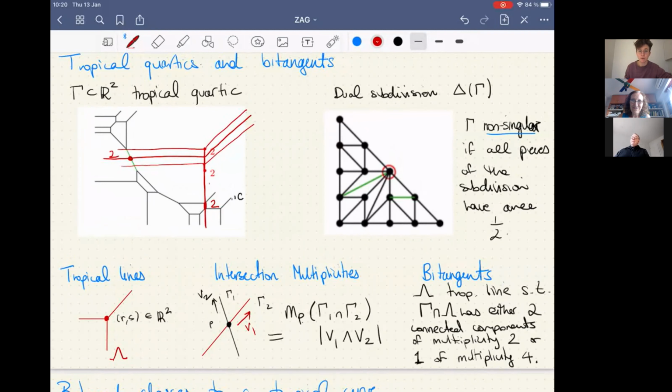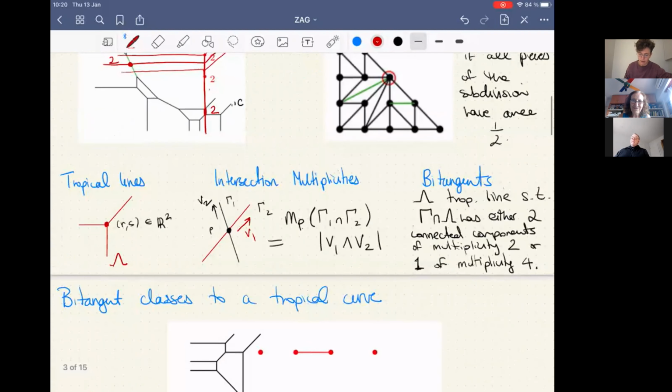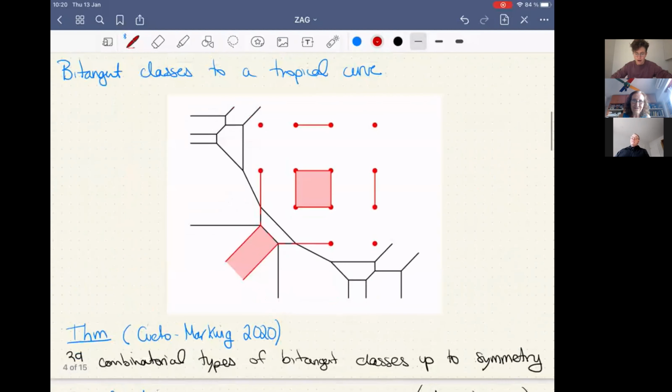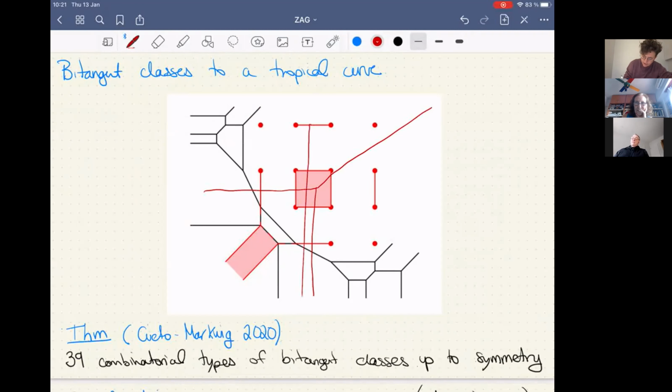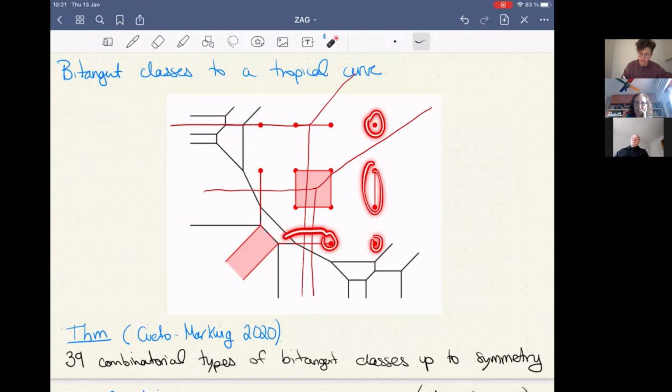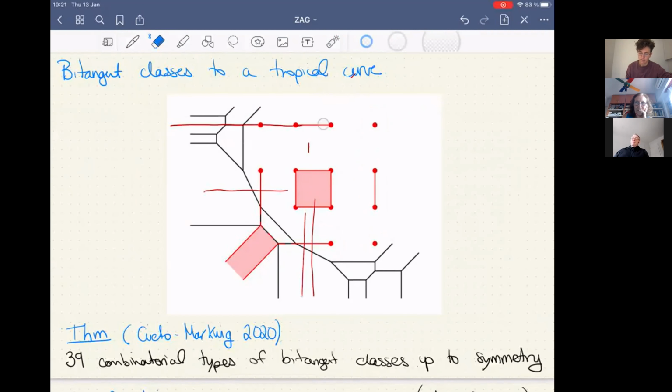It doesn't seem so great from an enumerative geometry point of view. So here's where the bitangent classes come in. Keeping the same example of the quartic curve, if you put the vertex of a tropical line at any one of these red points, you'll have, by the previous slide's definition, a tropical bitangent. And notice that all of these red points lie in different connected components, and there are exactly 7 of them. So these are the 7 bitangency classes for this particular curve.